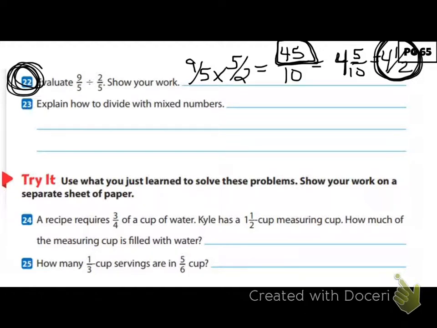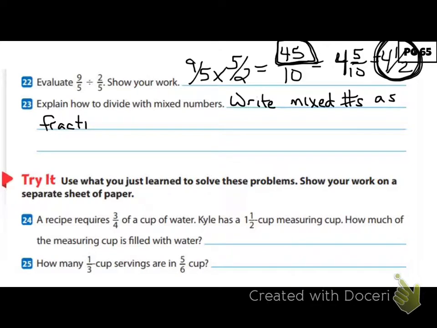So 23, explain how to divide with mixed numbers. Well, dividing with mixed numbers is just like dividing with fractions, but write mixed numbers as fractions. Then multiply by the reciprocal.